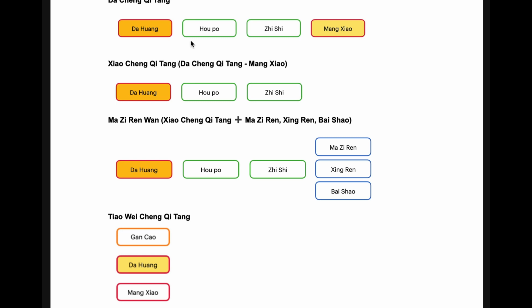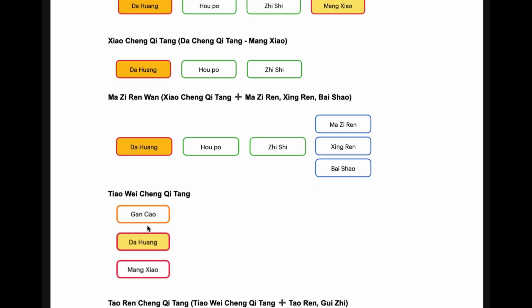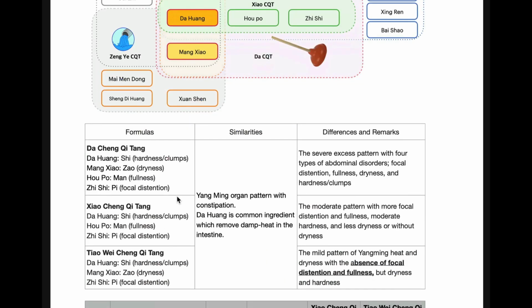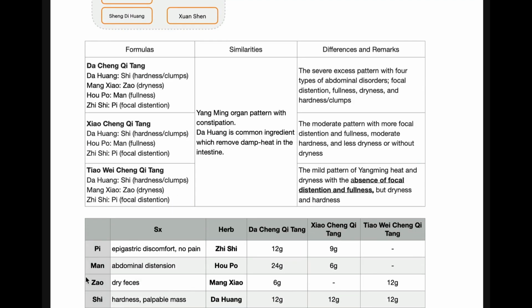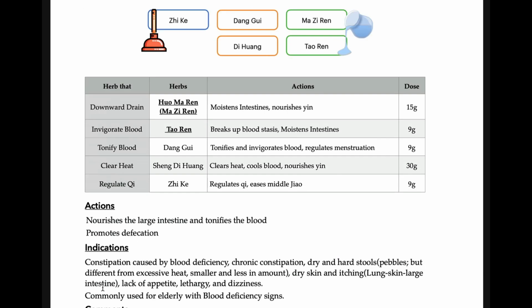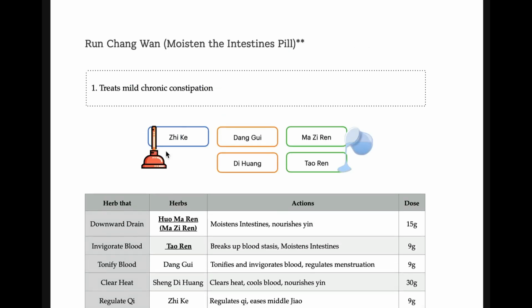If the patient has all this Pi, Man, Zao, Shi, there's Da Cheng Qi Tang. If the patient only has stool problems, Shi and Zao, without any gastrointestinal problem, there's Tiao Wei Cheng Qi Tang. So it's a simple connection with Pi, Man, Zao, Shi. Remember this. And Run Zhang Wan is the only formula without Dahuang. There was a question about that.